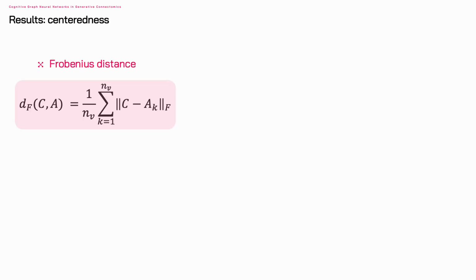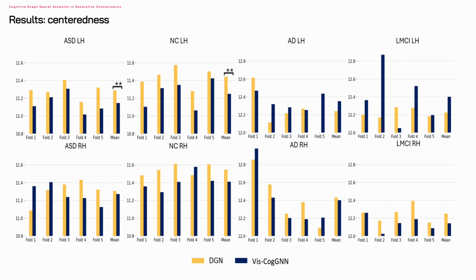In the results, to assess the centeredness of the generated CBT, we compute the mean Frobenius distance, which measures the average deviation between the generated CBT C and the different network views A_k in the testing set. Across datasets and hemispheres, the VIS-COGGNN consistently achieves lower distances than the baseline DGN, where it outperforms in about 75% of datasets.